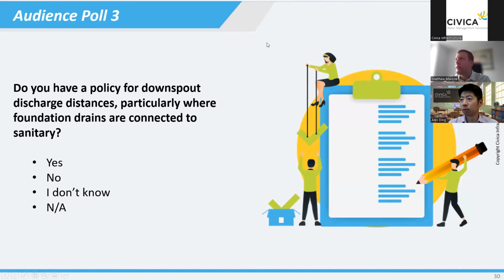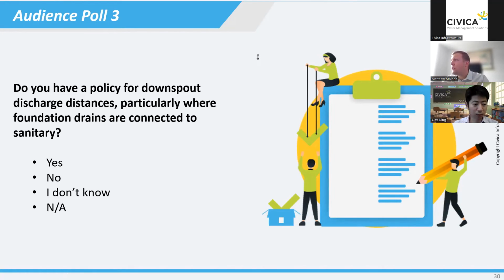So just a poll, I'd be curious to see if you do have a policy for downspout discharge distances. Do you have any sort of policy in terms of where you can discharge, particularly if you do know that you have foundation drains that go to the sanitary sewer system, and typically that's municipalities that had development prior to the mid 70s, late 70s. It was standard practice in a lot of locations to connect foundation drains to the sanitary system. So it depends where you are, how old your municipality is, how old your system is, and also if you do have foundation drains connected to sanitary, and maybe it's only part of the municipality that's that old, right?